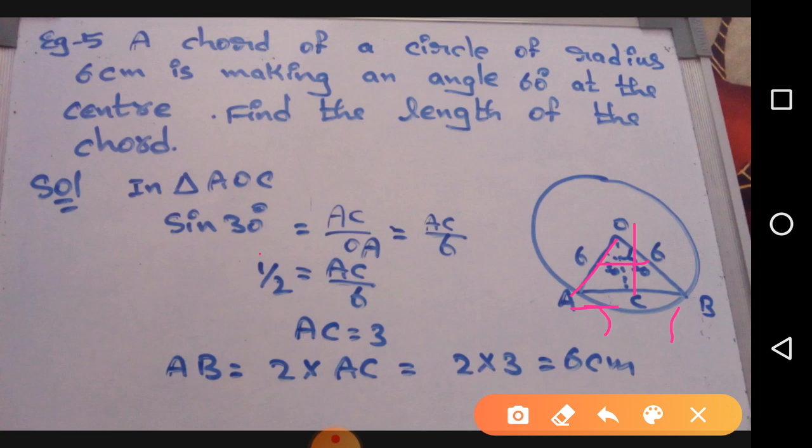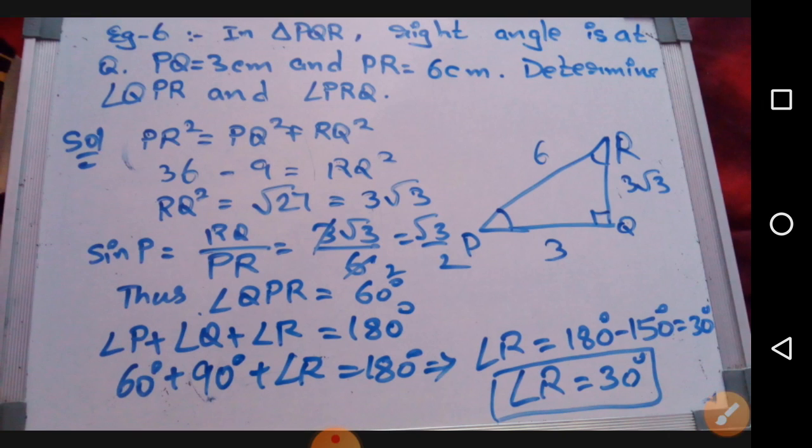Thus do cross multiplication, then you will get AC is equals to 3, and if half is AC and that is 3, so the full is 2 into AC, thus you will get 6 centimeter. Okay, let's move on to the next example.